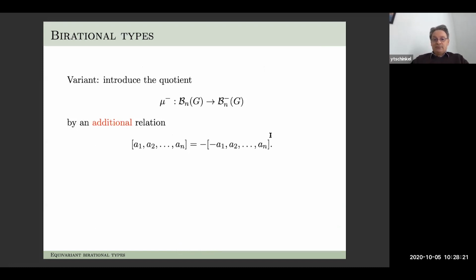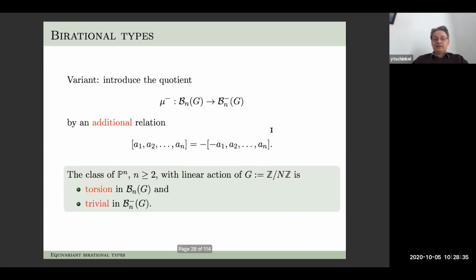So there are versions of this that one can study. We can introduce an additional relation where we allow to invert one sign. All right. And so here is an observation that the class of the projective space, Pn, n bigger or equal than 2, with the linear action of a cyclic group, Z mod n, is torsion in Bn of G and trivial in Bn minus of G.